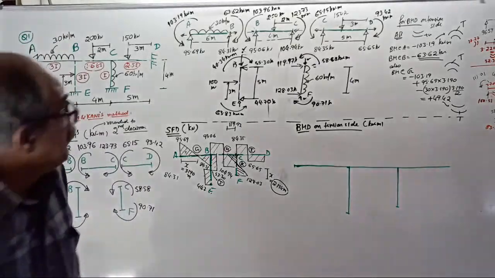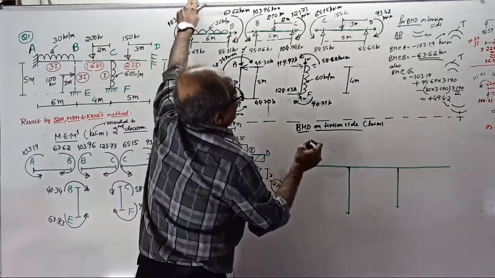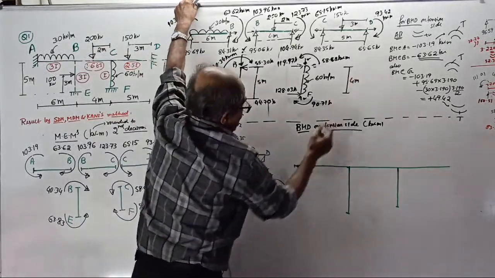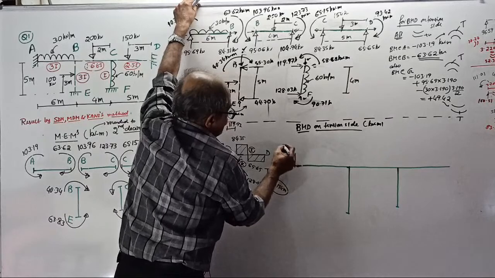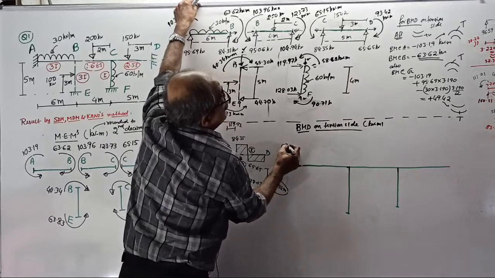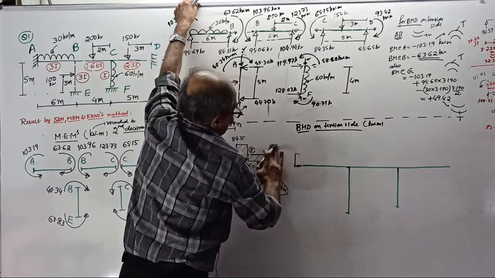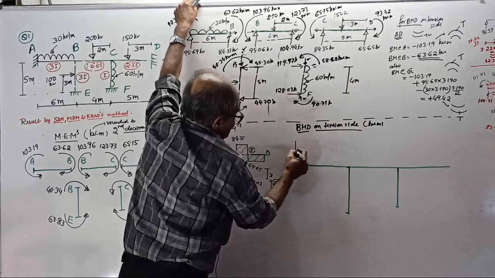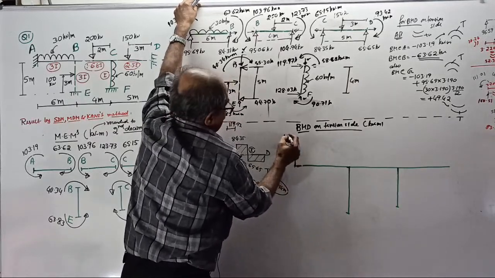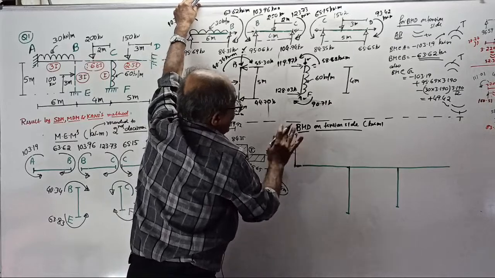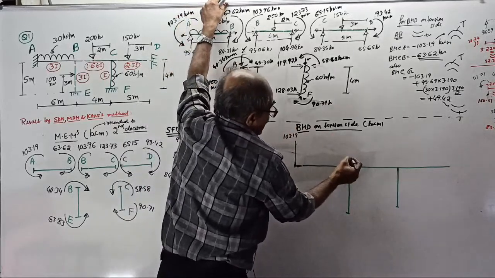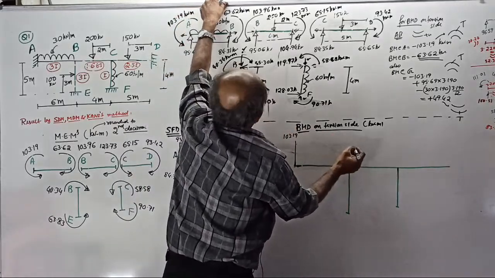Okay, start. Now plot the values. How much here? Here it is, see, hogging 63, sorry, it is more. It is 103.19. No minus now, tension side. Here it is 63.62.